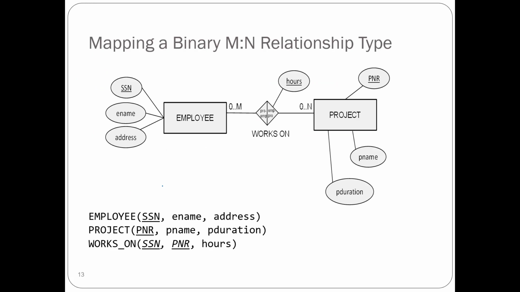Let's see. Here again we have the entity type employee, but a new entity type we are now using is project. Employee entity type has the same attribute types, SSN, ename and address. Project has the attribute types PNR, project number, PName and PDuration. And here the relationship is works on. Now in this scenario, an employee can work on a minimum of 0 projects to a maximum of N projects. And a project will have a minimum of 0 employees to a maximum of M employees.